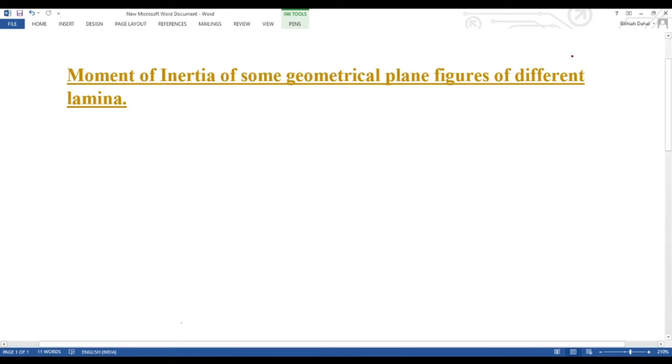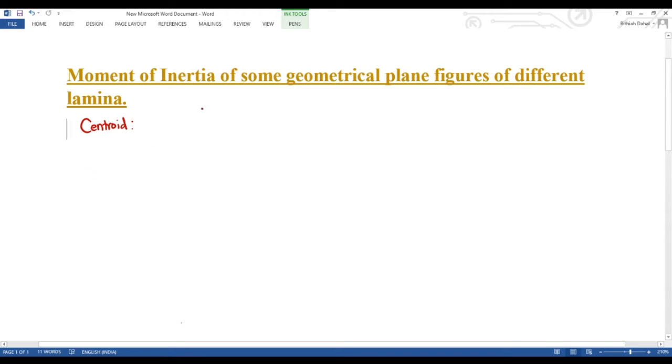The next topic for today is moment of inertia of some geometrical plane figures of different lamina. Now in this topic, I'll be showing you the moment of inertia for different geometrical plane figures, such as rectangular sections, hollow rectangular sections, triangular sections, circular sections, hollow circular sections, and so on. So before we go into this, I would like you to understand what centroid means.